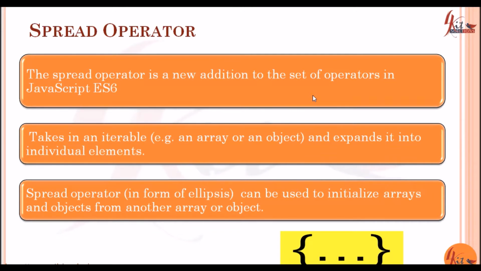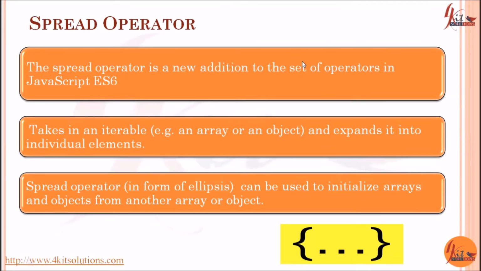Now we'll see what is a spread operator. The spread operator is a new addition to the set of operators in JavaScript ES6. It takes an iterable that can be an array or an object and expands it into individual elements. This spread operator is written in the form of ellipses, just like the rest operator that we will cover later on. So we have 3 periods and it can be used to initialize arrays and objects from another array or object.